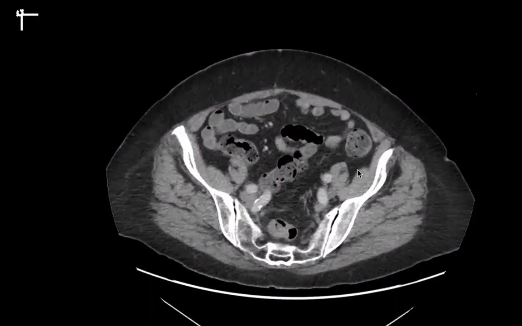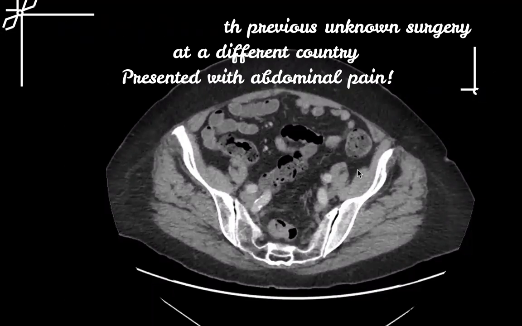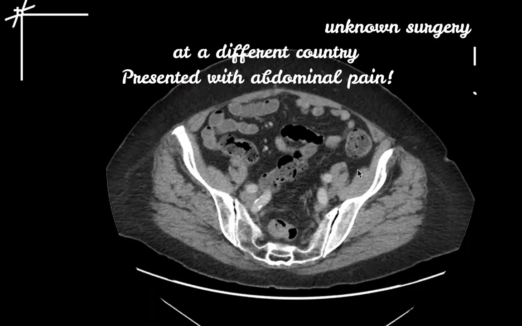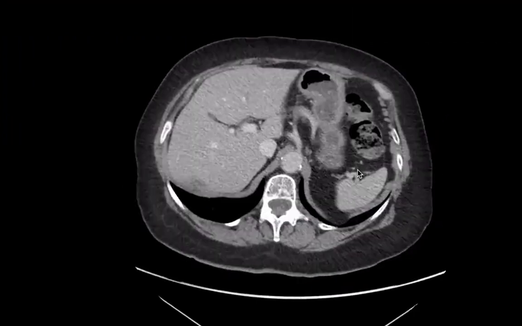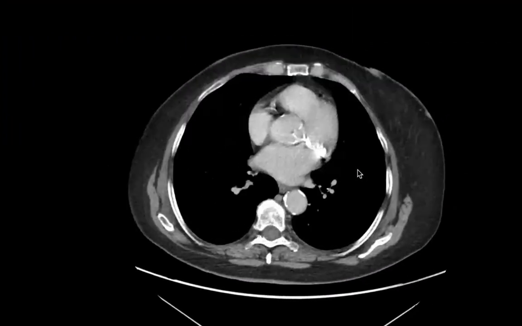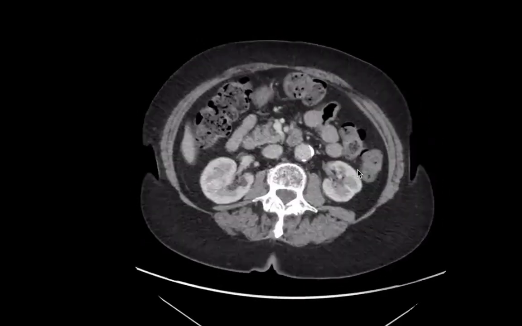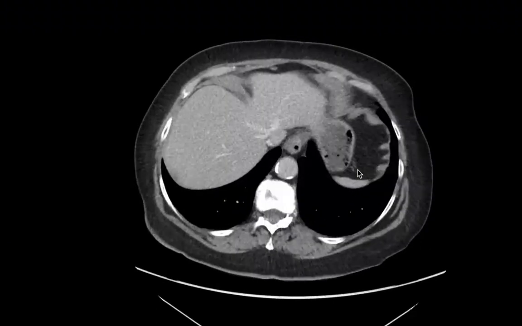This is a 59-year-old patient coming to the clinic with abdominal pain, known to have had a previous operation 5-6 years ago in a different country. I'm presented with a contrast-enhanced CT scan of the abdomen and pelvis. I can see a hypodense lesion in segment 7 of the right hepatic lobe. It's probably a subcapsular impression.